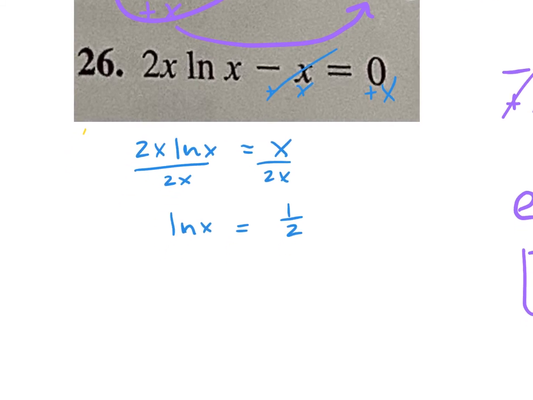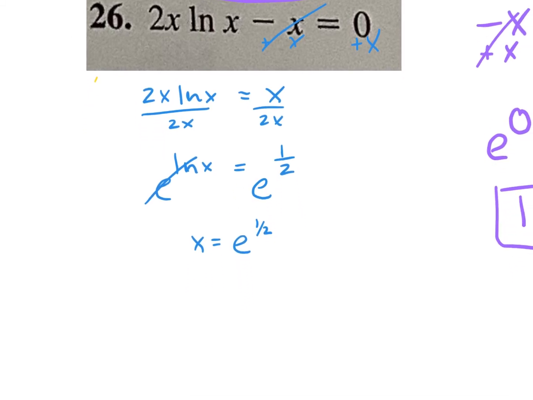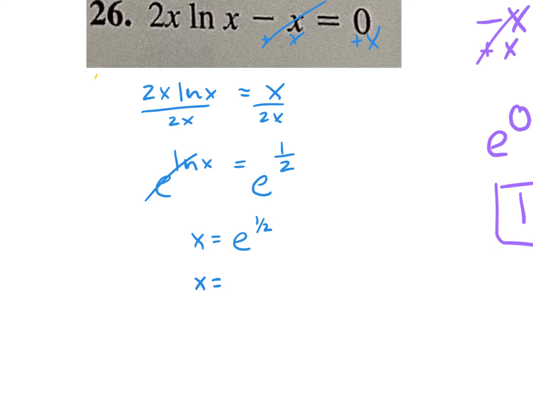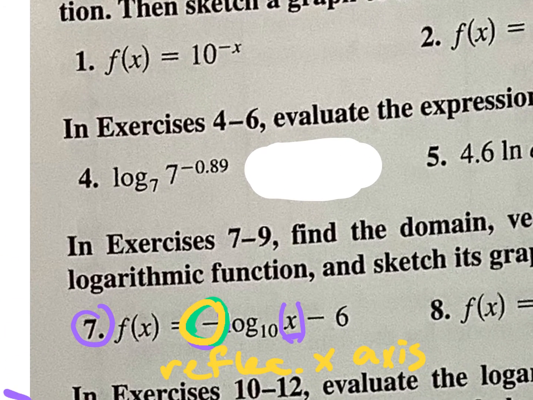How do I get rid of that ln? Make my big base e. So then this cancels, so x is equal to e to the power of 1/2. And then you can just put this into your calculator. So what's x equal to? 1.649. So for log base 7 of 7 cancels, so your answer would be negative 0.89.